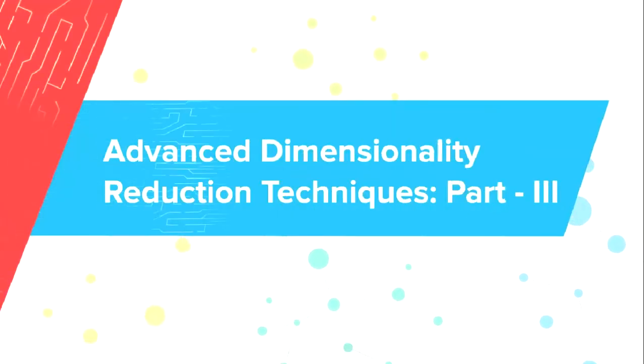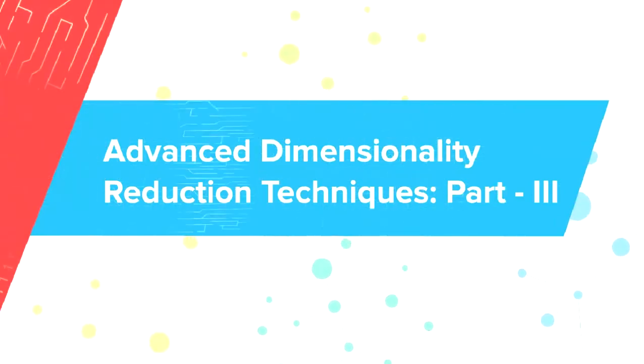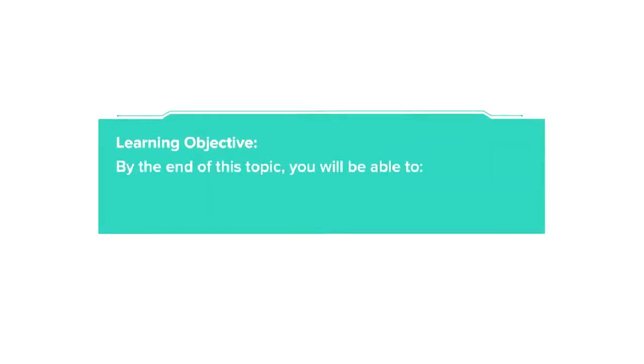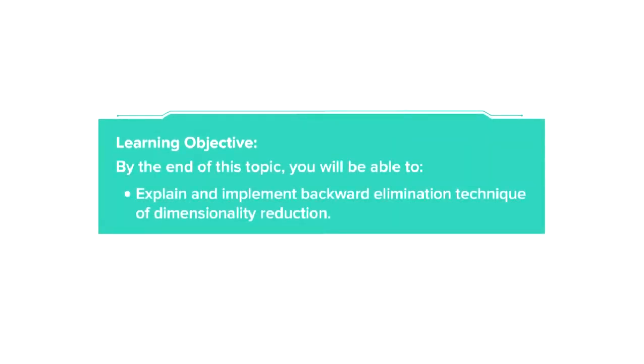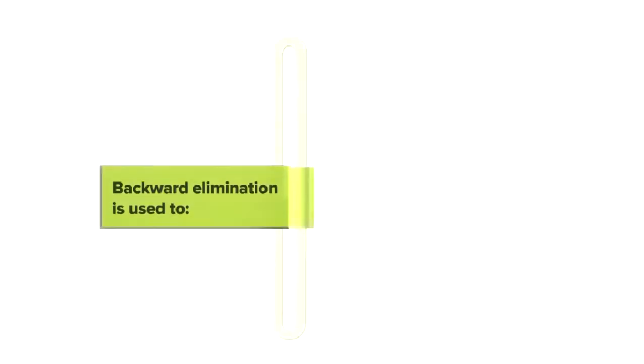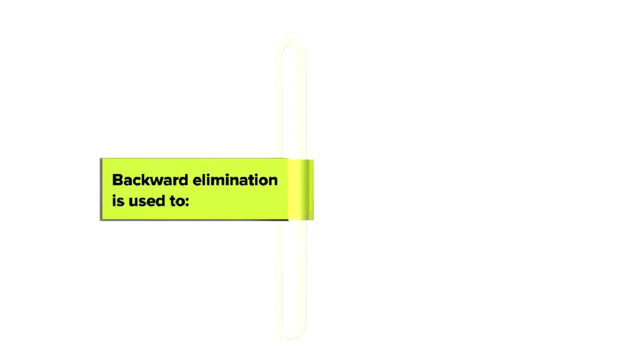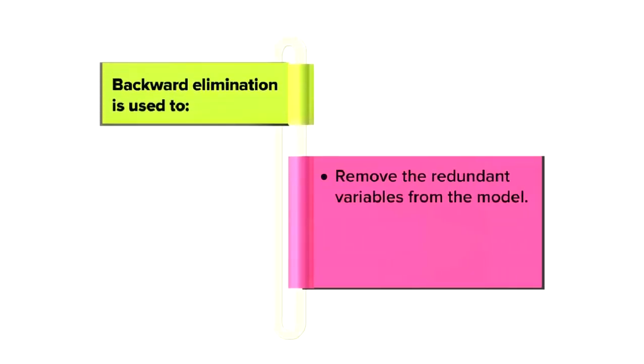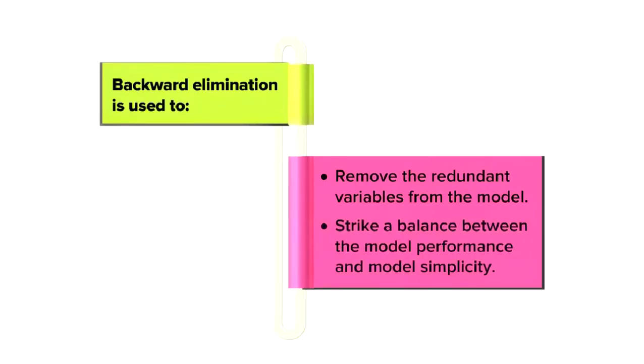Let's continue our discussion on advanced dimensionality reduction techniques. By the end of this topic, you will be able to explain and implement the backward elimination technique of dimensionality reduction. Backward elimination is used when we are more concerned about removing redundant variables from the model. It is to strike a balance between model performance and model simplicity.